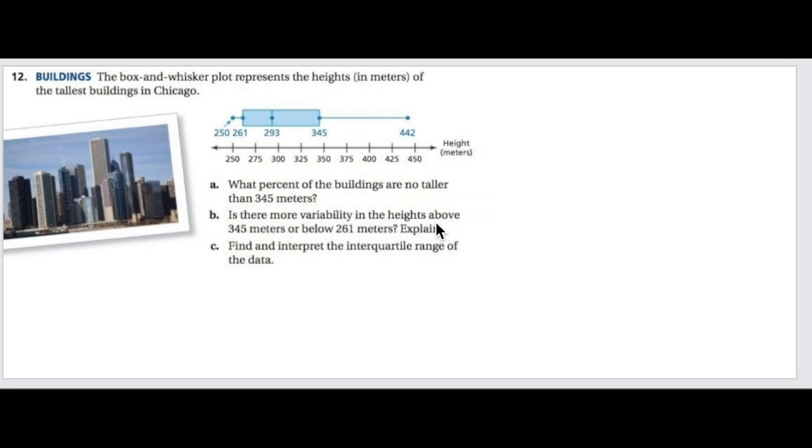So let's look at another example. This one I took from your ebook. It's a really good problem. It's talking about different buildings, and again using a box and whisker plot. The box and whisker plot represents the heights in meters of the tallest buildings in Chicago.